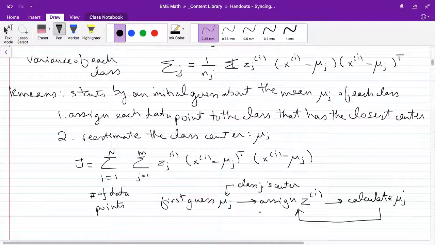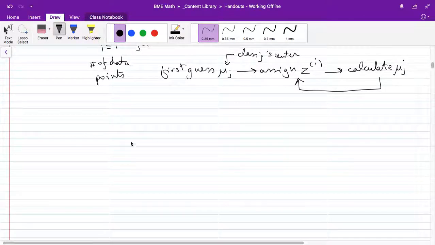Okay. So k-means does hard membership. You belong to the closest center, and you get a number that says, for every data point, this is the class that I belong to. So k-means has hard membership. We get something that looks like this.